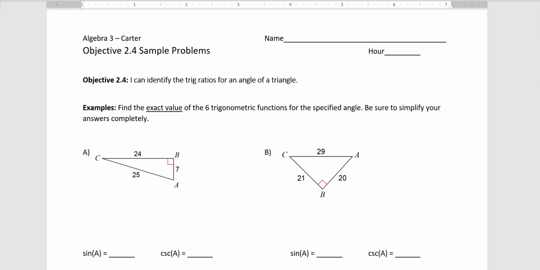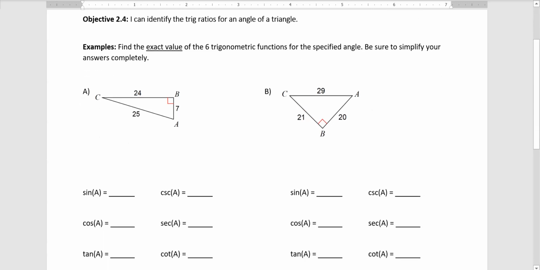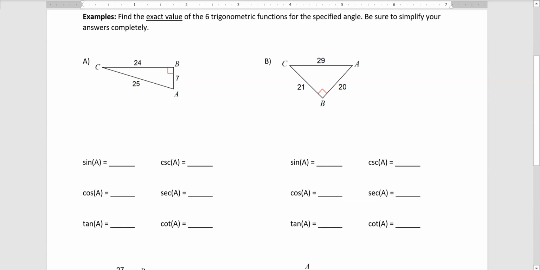Hello! Welcome to our Objective 2.4 sample problems, where we're going to practice identifying trig ratios for an angle of a triangle. Our instructions tell us to find the exact value of the 6 trig functions and be sure to simplify our answers. So let's look at letter A first.